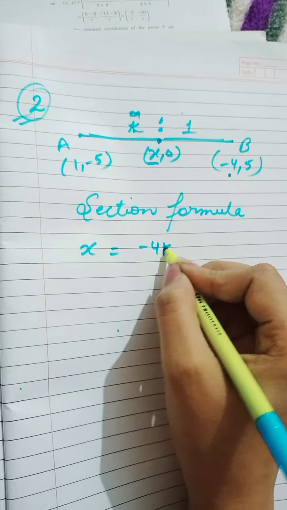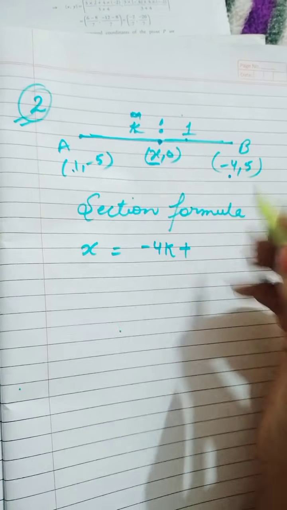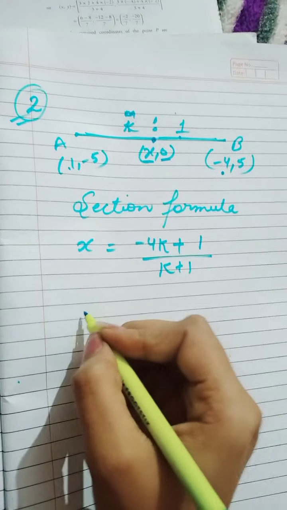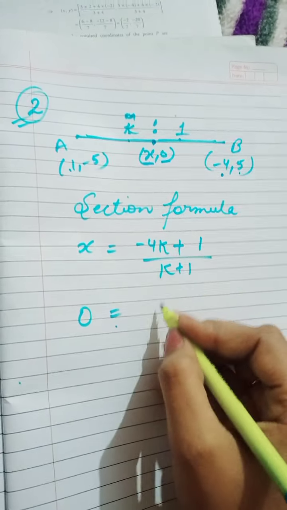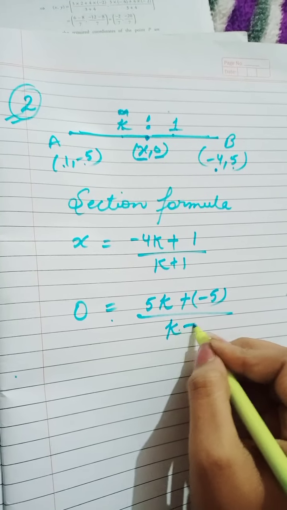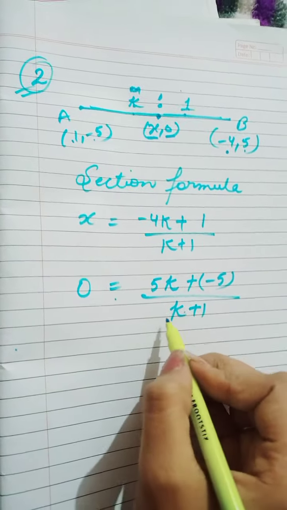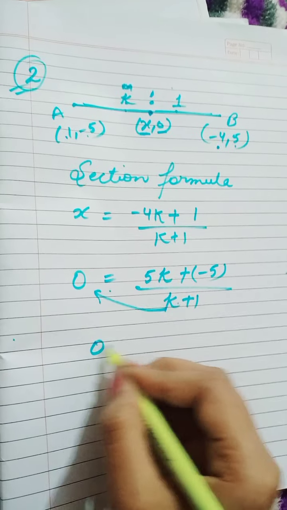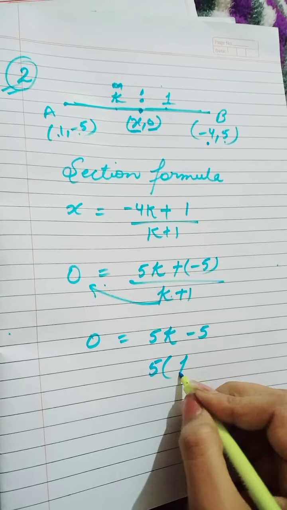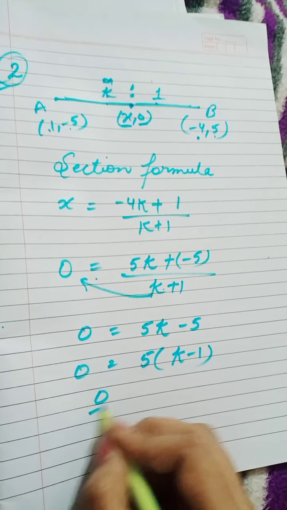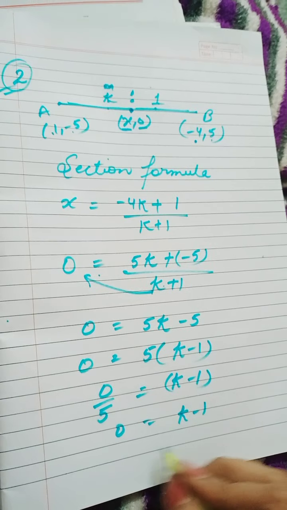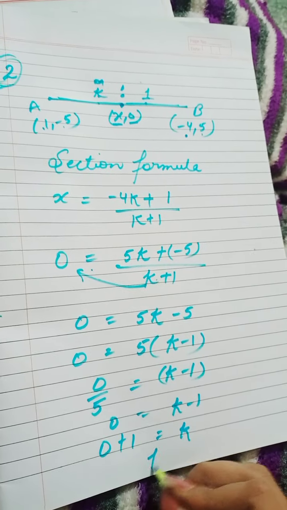x2, m2 with x1, 1 into 1, 1, divided by k plus 1. 0 would be k into 5, 5k, 1 into -5, -5, divided by k plus 1. These are the values. So when you solve this, this will go this side and 0 will become 5k. 0 equals 5k minus 5. When you take 5 common, 5 will go that side. It will be 0 equal to k minus 1. Minus 1 will come this side. So k would be 1.